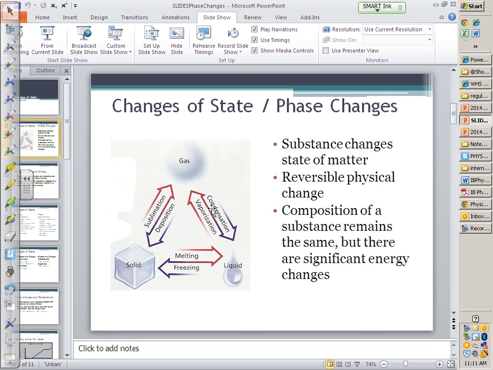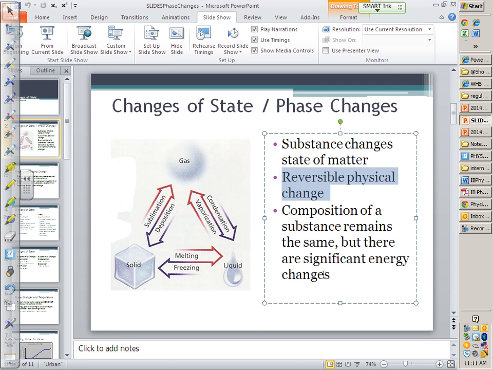First, I gave you the triangle, right? The 6 different states or phase changes that occur. We said that all phase changes, regardless of which one of these 6 we're talking about, are reversible physical changes, right? That the composition of the substance is going to remain the same, but there will be significant energy changes. So there are changes to the properties of that material, but not necessarily to its composition.